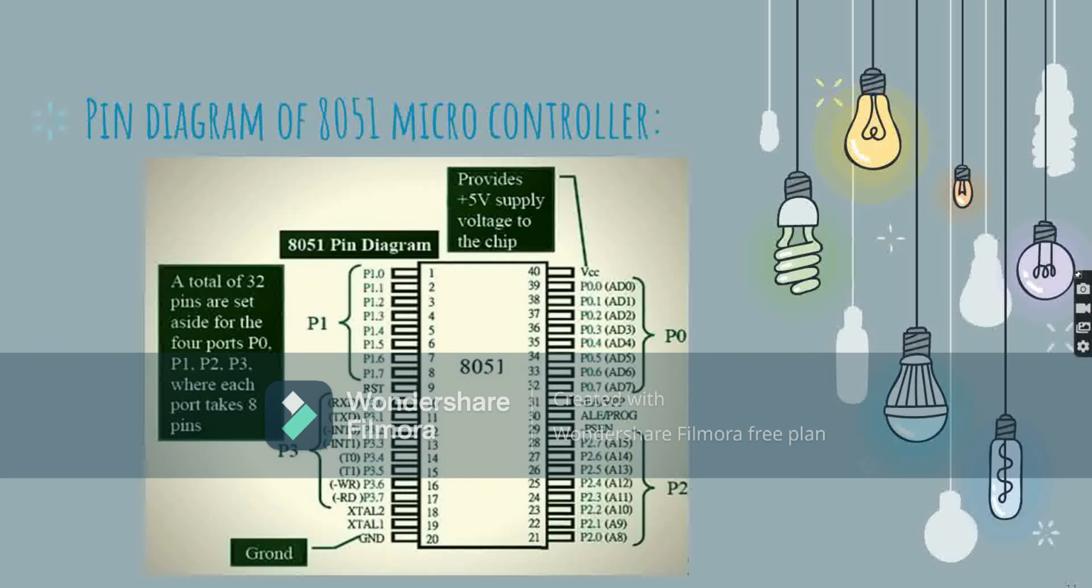Here we come to a basic understanding that it has a total of 40 pins and 8 pins per port, so that we have 4 ports as P0, P1, P2 and P3. The 40th pin acts as the supply and the 20th pin acts as the ground. Port 0 starts from pin number 32 to 39. Port 1 starts from pin number 1 to 8. Port 2 starts from pin number 21 to 28. And Port 3 starts from pin number 10 to 17.